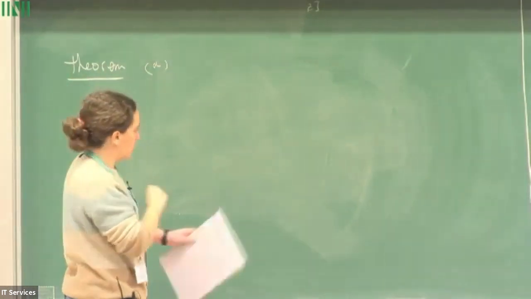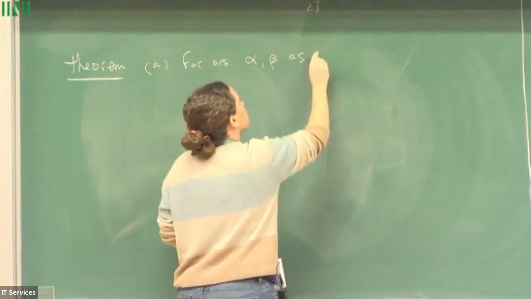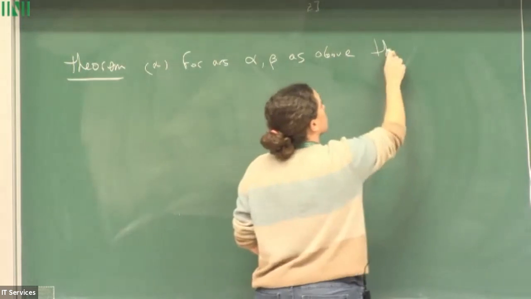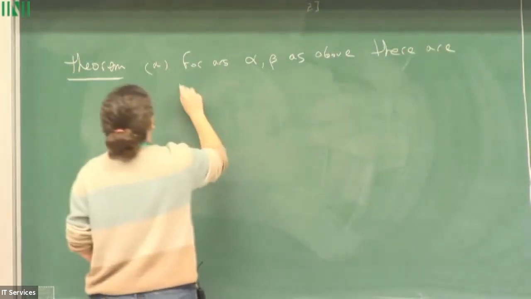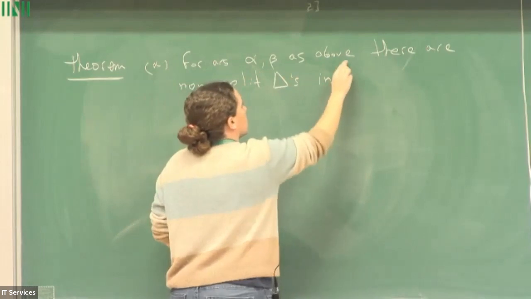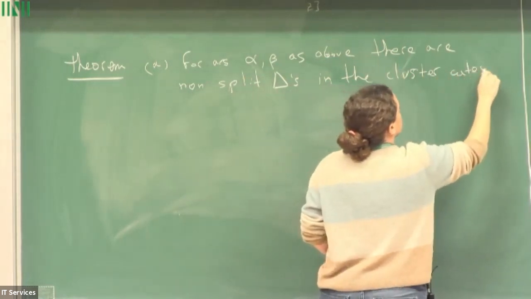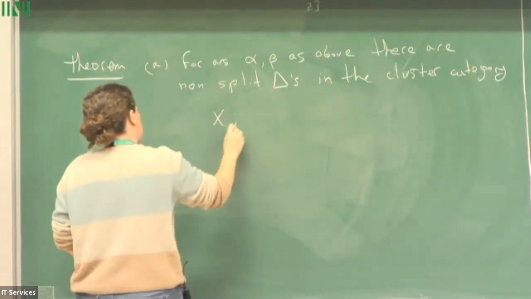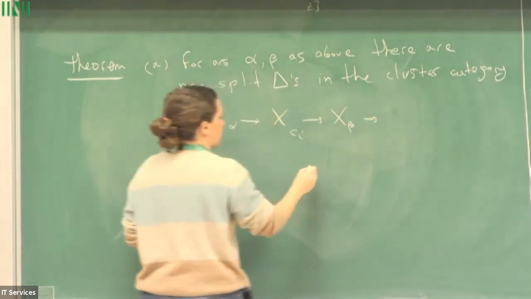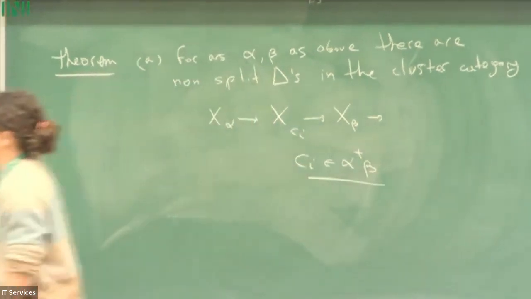A for arcs, alpha and beta as above. There are non-strict triangles in the cluster category, where C_i is one of the ones listed here.